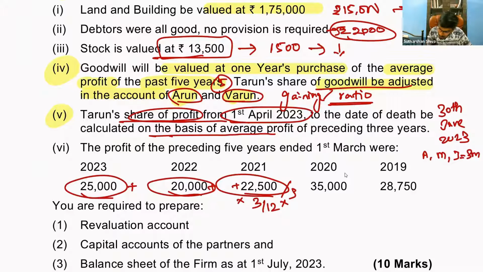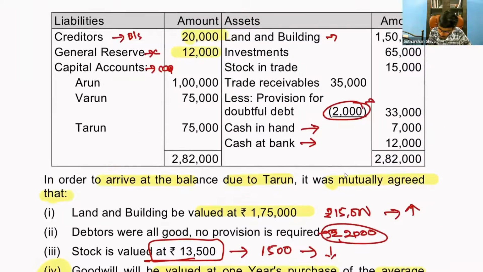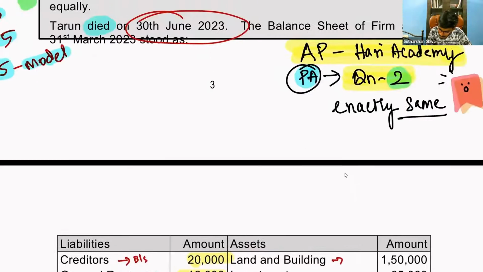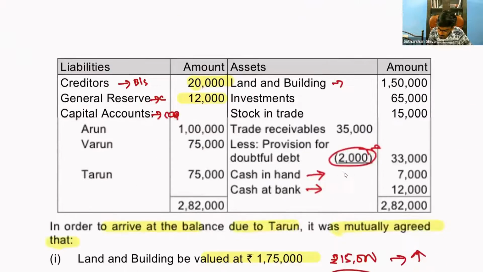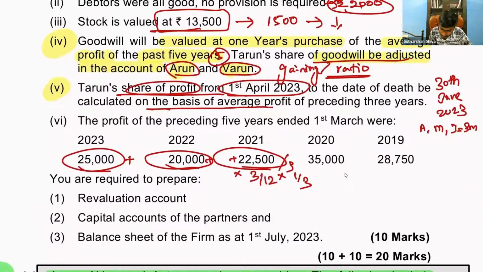What is his share of profit? The share of profit is given equally, so it is going to be 1 by 3. That's what the calculation will be. How will this fourth one be calculated? We will roughly calculate how you need to present it in your examination.